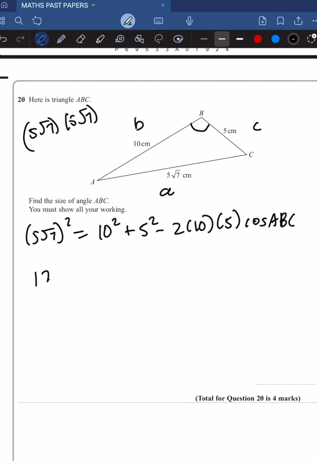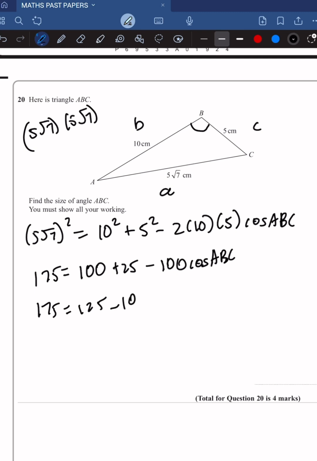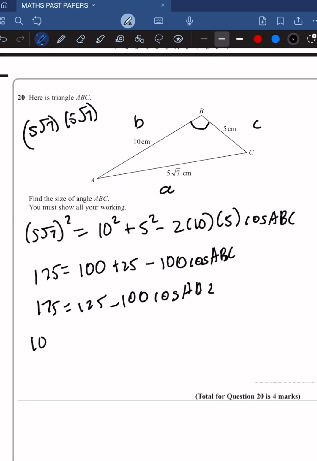So 175 equals 100 plus 25 minus 100 cos ABC. 175 equals 125 minus 100 cos ABC. So what I'm going to do now is move the 125 to the left and take that to the right. So 100 cos ABC equals, of course, 125 minus 175, which is minus 50. Cos ABC is minus half, of course.